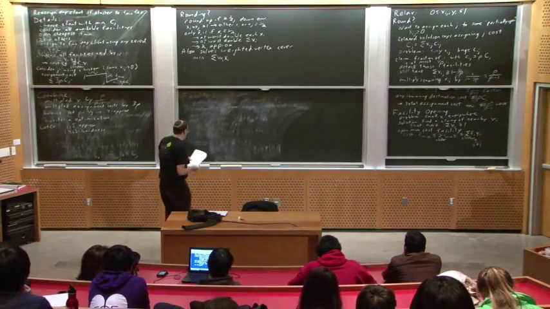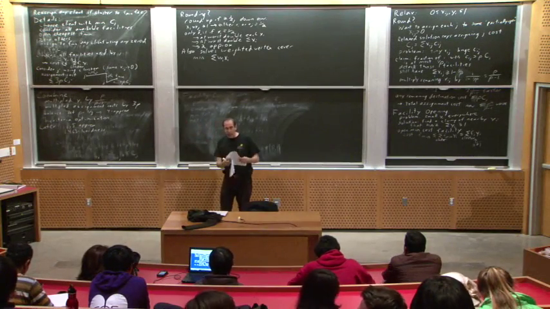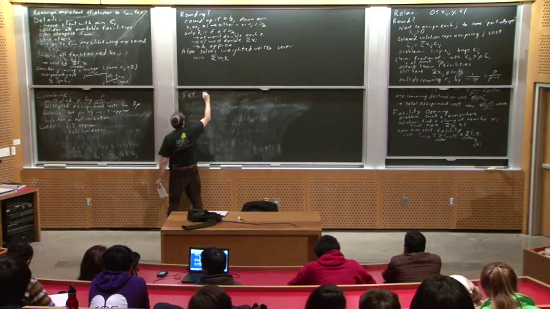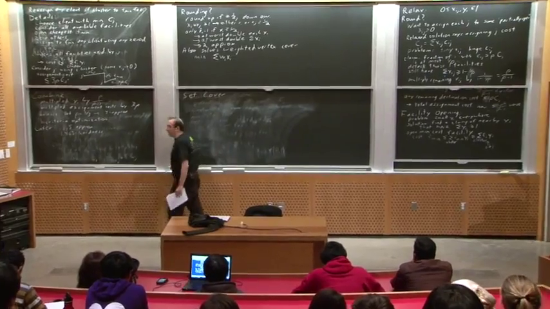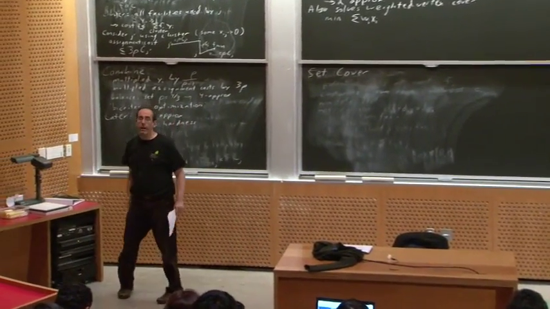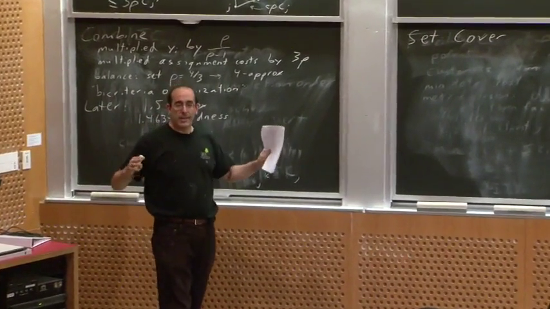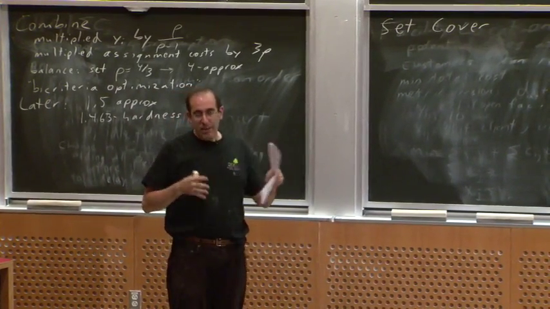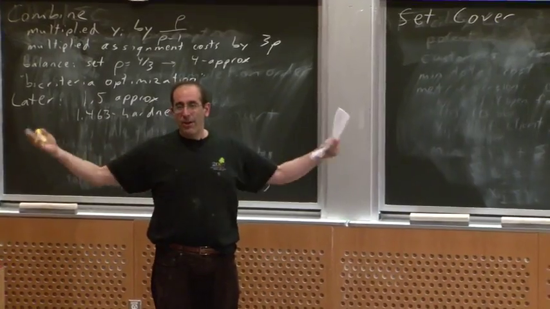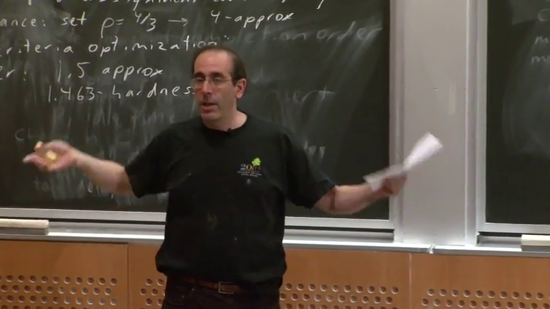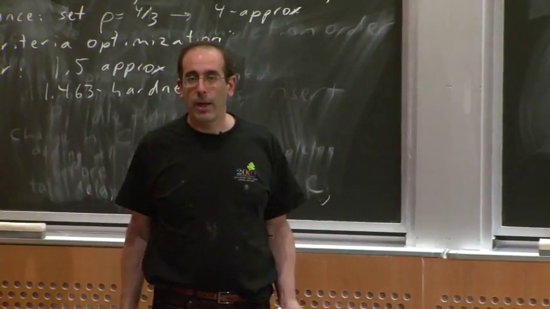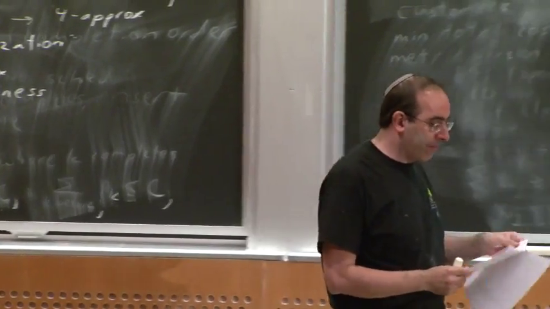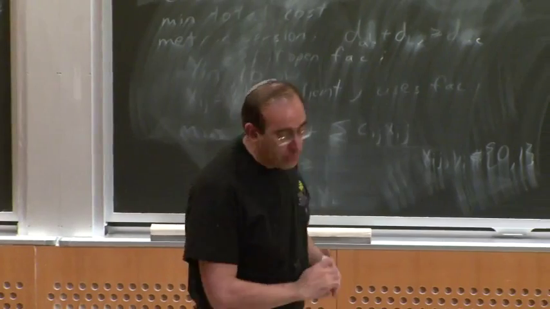Deja vu here. I want to show you another very interesting rounding technique, and we're going to look at a problem we've seen before, set cover. Again, we have a collection of sets, and we want to find some of those sets that together cover all of the elements of the universe. So how do we write this as an integer linear program?